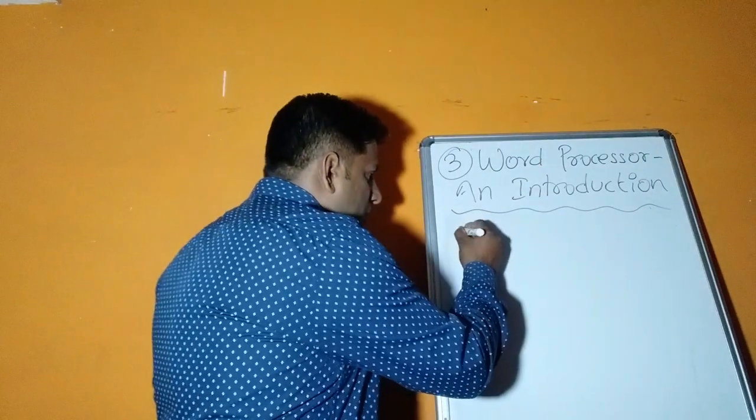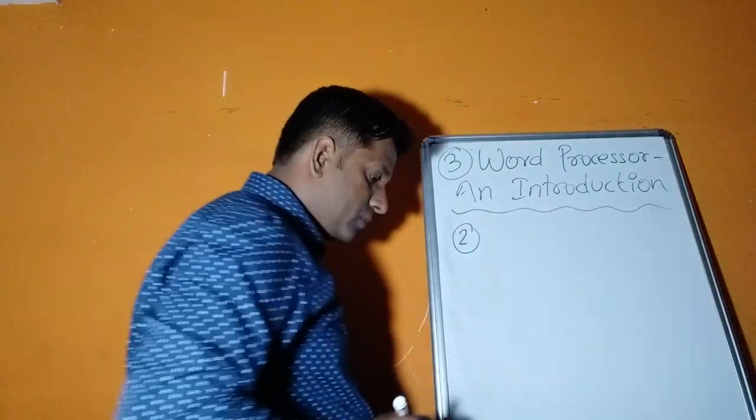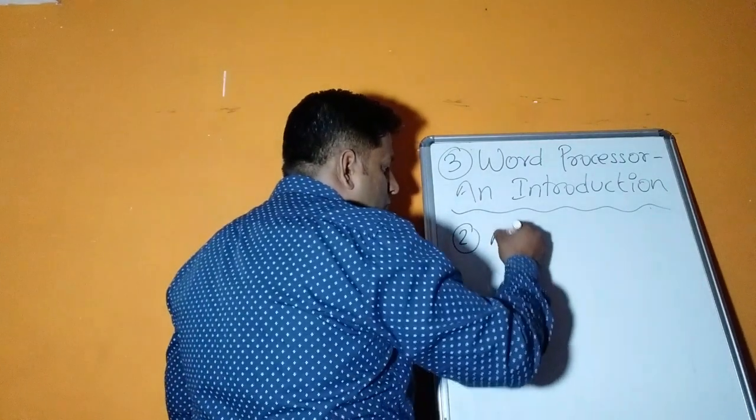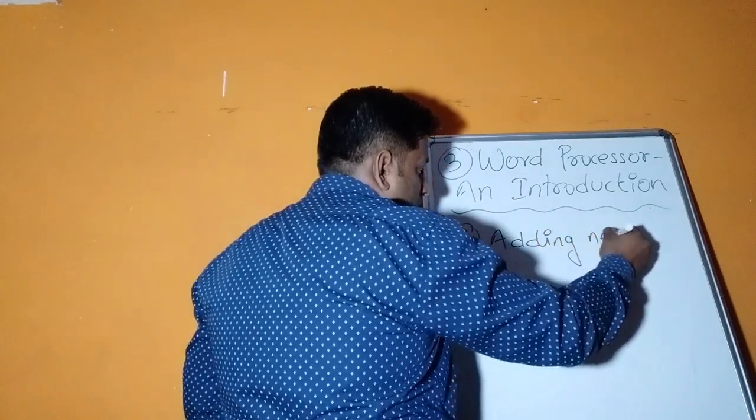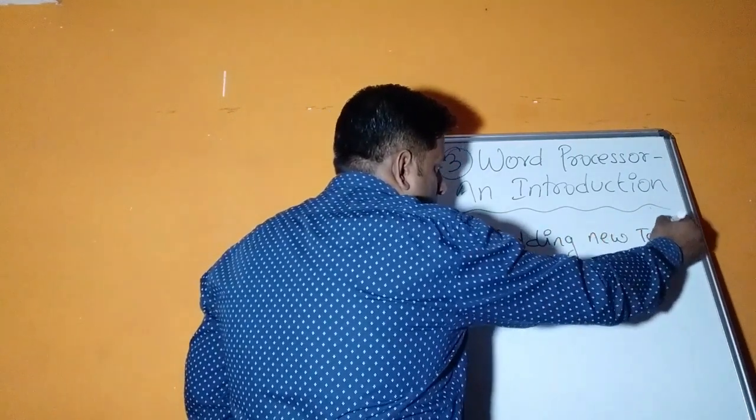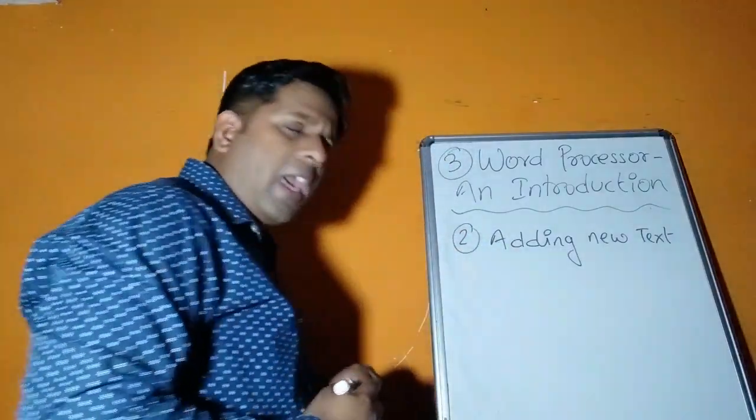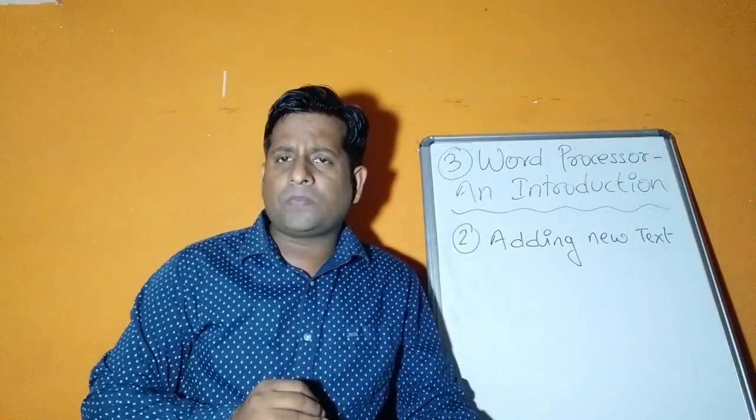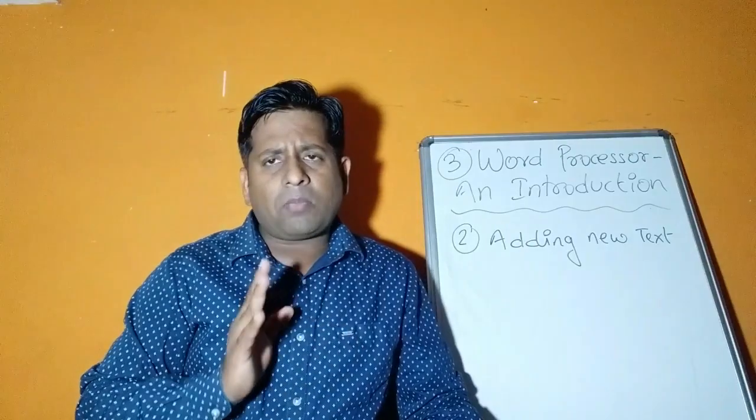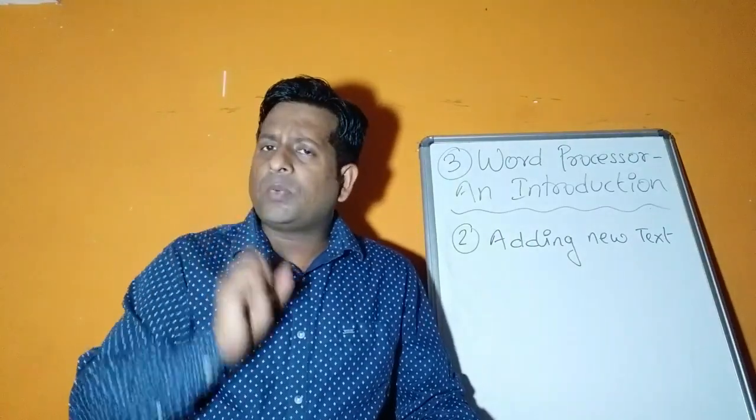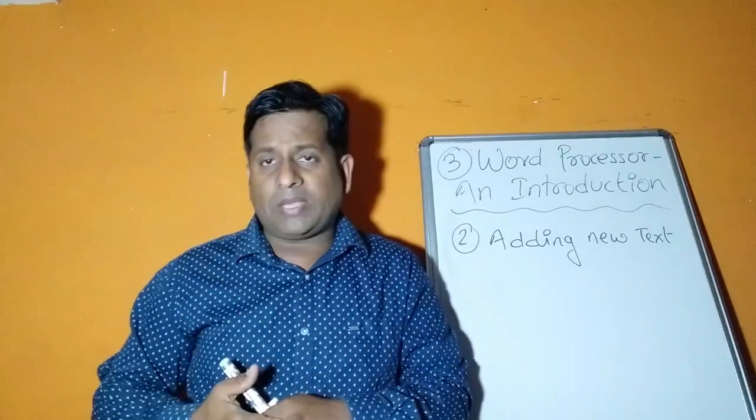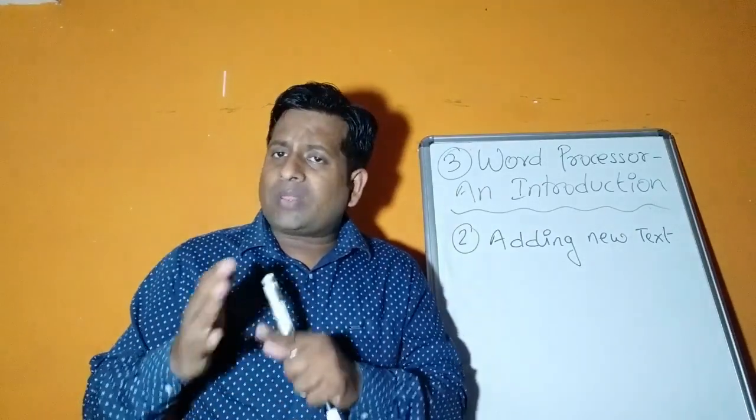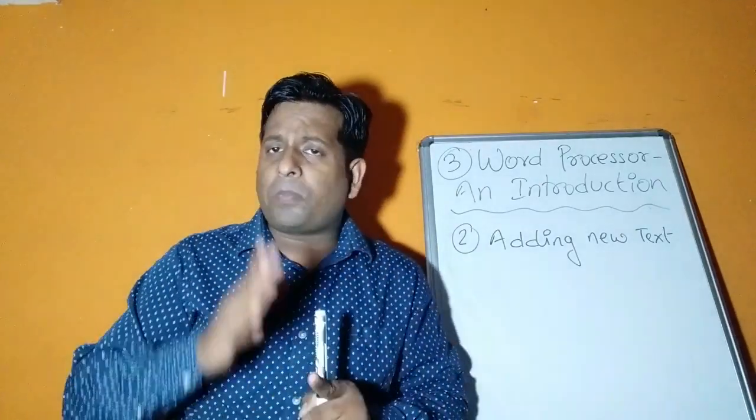So topic number 2, adding new text. Adding new text. Now what does it mean? Suppose you are typing something in Microsoft Word. You typed a word, say computer. Now you want to type another thing, but in another place. Okay, so in that case you need to see the cursor, the blinking line.